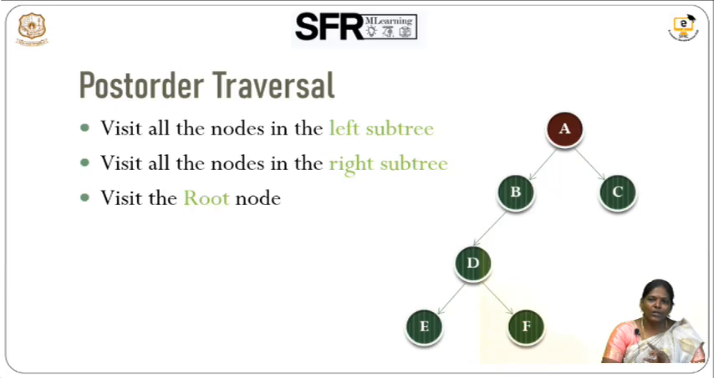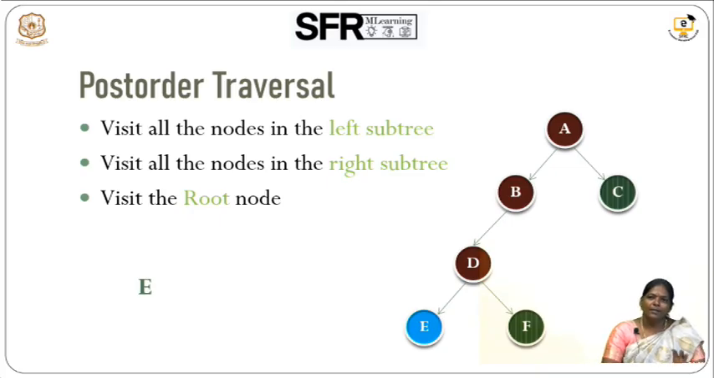We have to check whether it is having any left subtree. Yes, it is having, B is having, D is having, and finally E is not having any left subtree, and I have to check whether it is having any right subtree. No, so E is getting visited. Now D, E and F are the leftover nodes for this particular subtree.